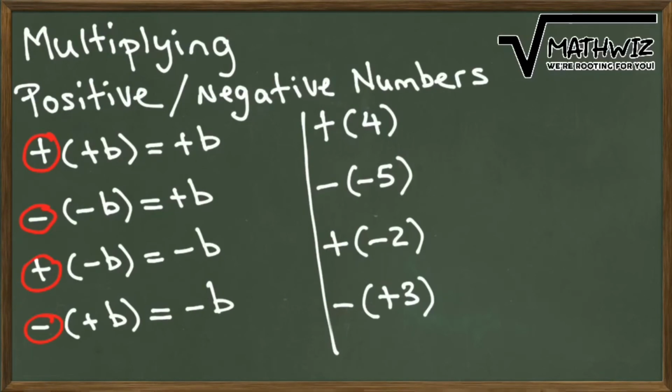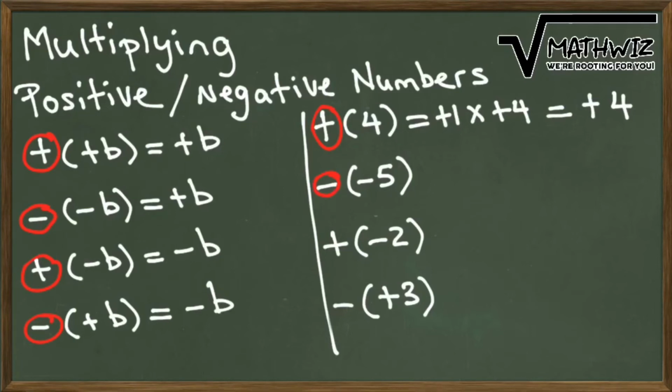So for the first one, I would want to change this plus for it to become plus 1 times, or positive 1, right? And in bracket we have the 4, so this is times positive 4, right? And I have a positive times a positive, so I know I'm going to get a positive, and 1 times 4 is 4.